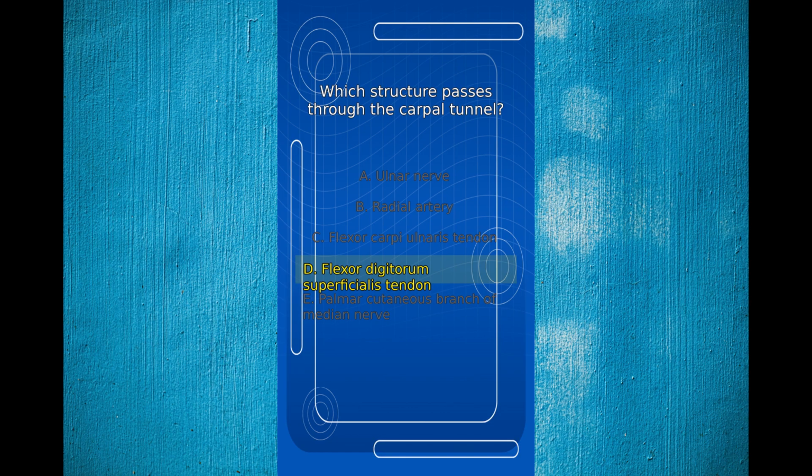The correct answer is D. Flexor digitorum superficialis tendon. The tendons of flexor digitorum superficialis pass through the carpal tunnel with the median nerve.